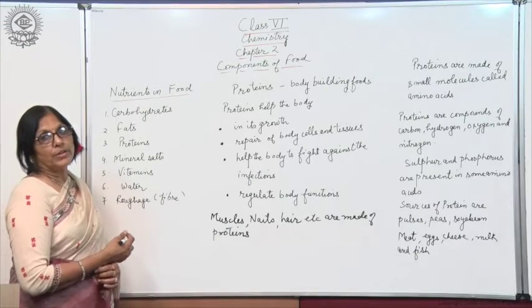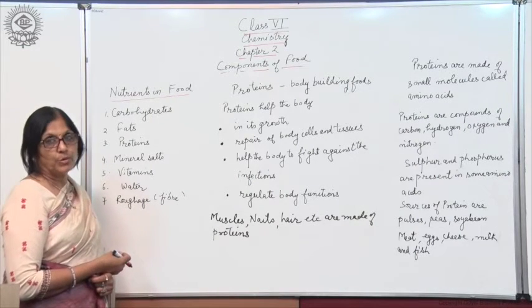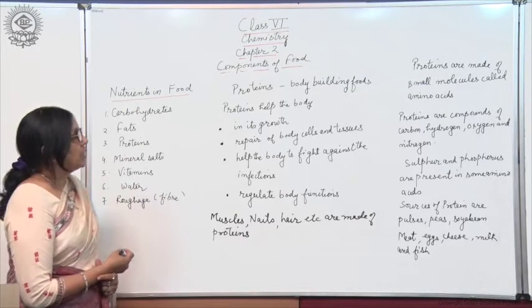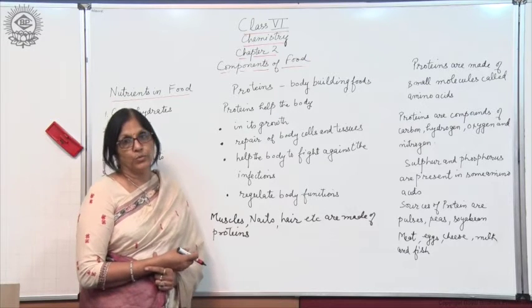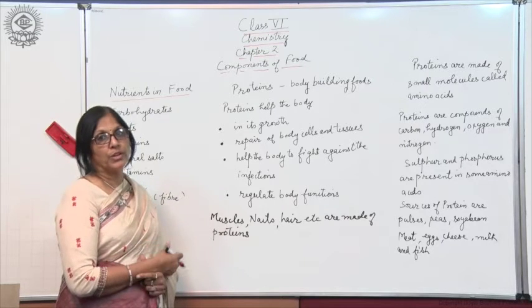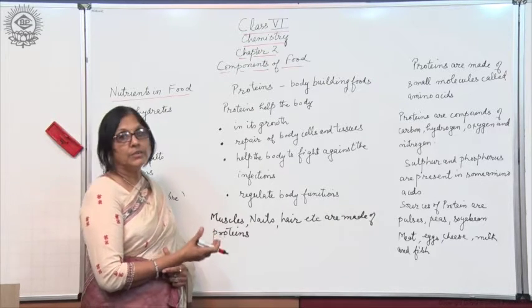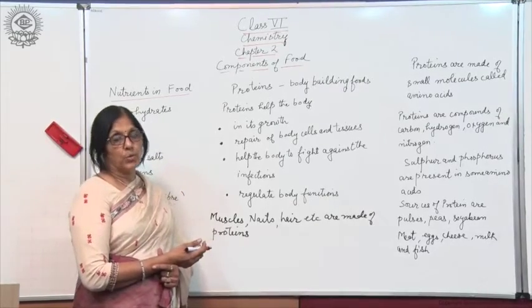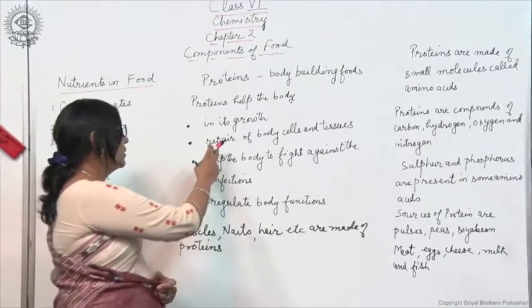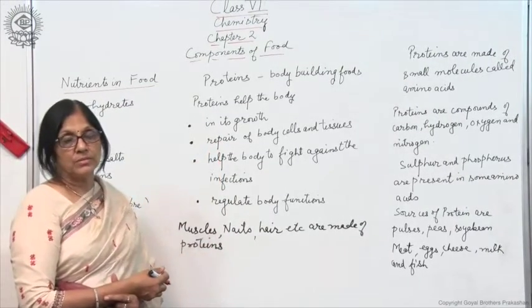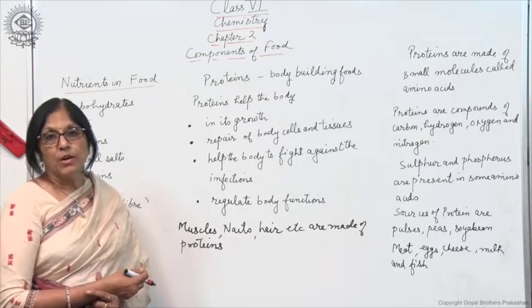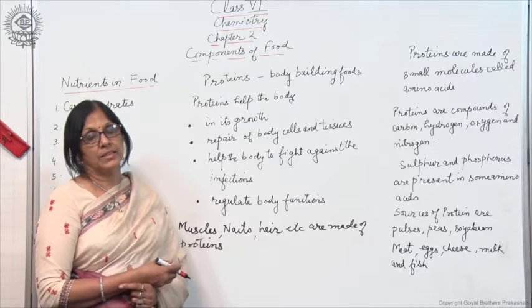The third very important nutrient in the food is protein. So let us study what are proteins. Proteins are body building food, that is they help in building up the body, proteins help in the growth of the body. That is why it is needed by the growing children more, because they need a lot of proteins to grow. Also proteins are used in repair of body cells and tissues. If there is any wear and tear in the body cells, proteins repair that.